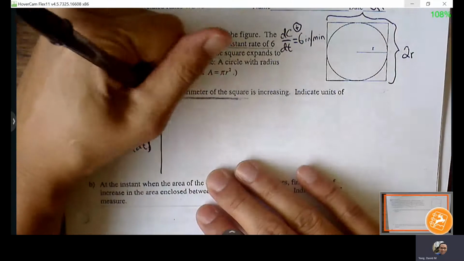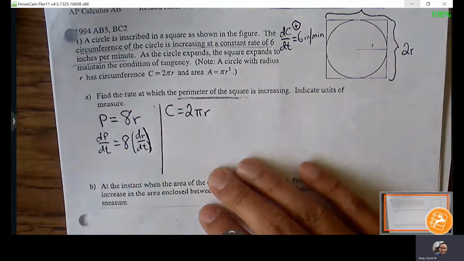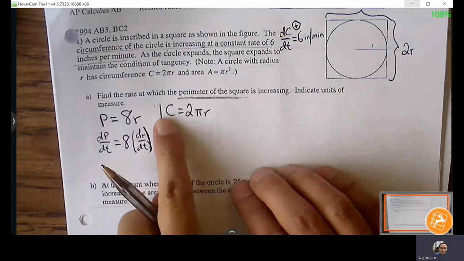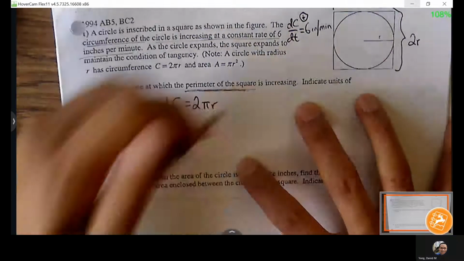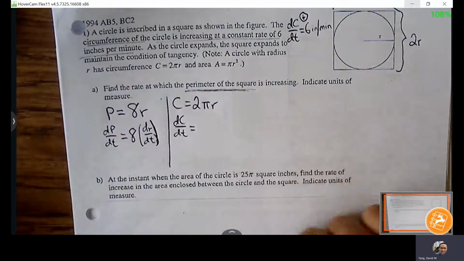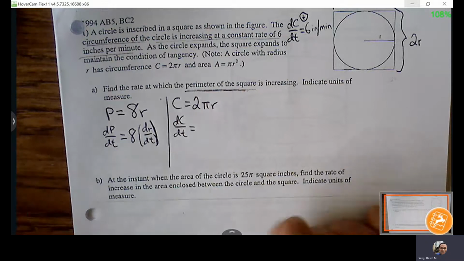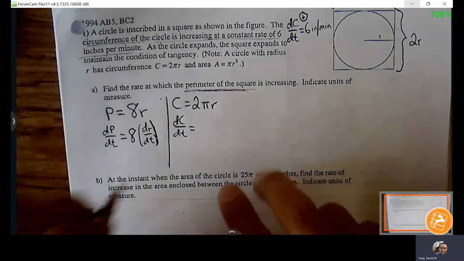Let's backtrack here. C equals 2 pi r. Let's find its derivative. What does C become? dC/dt. 2 pi r becomes, good, there's no need for product rule. 2 pi just stays. r becomes dr/dt.